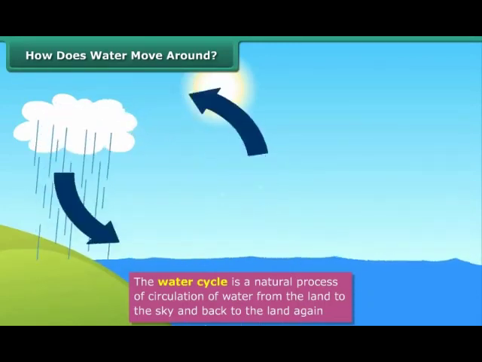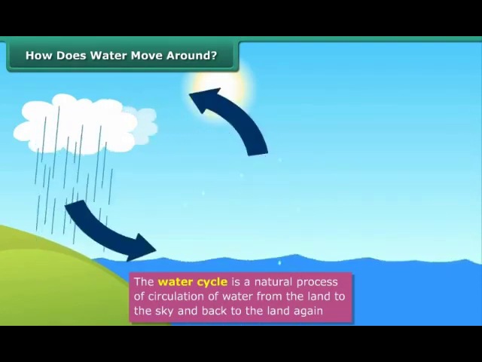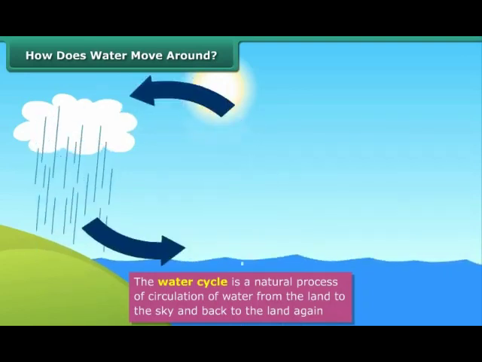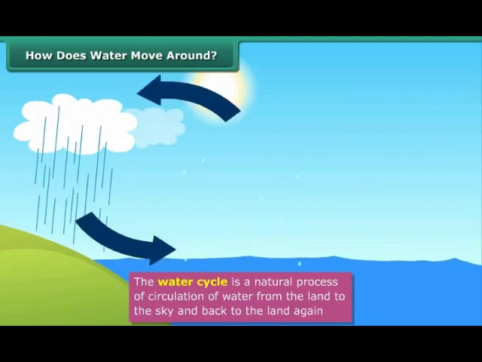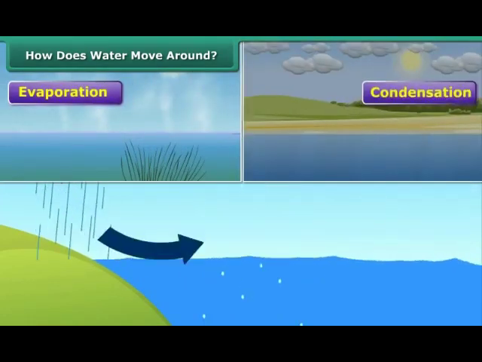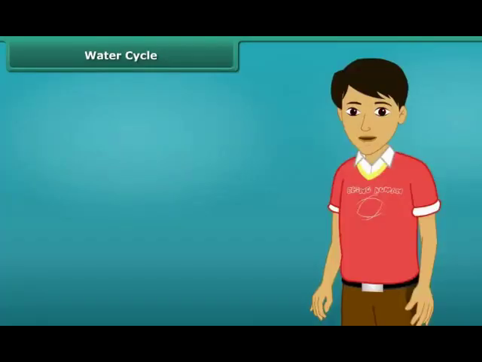The repeated changing of water in nature from liquid to gaseous form and then back to liquid form is called the water cycle. There are 4 main steps in the water cycle. They are evaporation, condensation, precipitation, and collection. Let us try to understand how the water cycle operates.